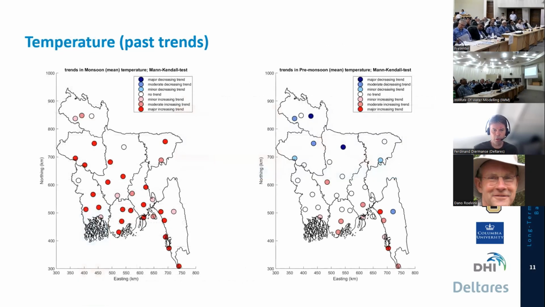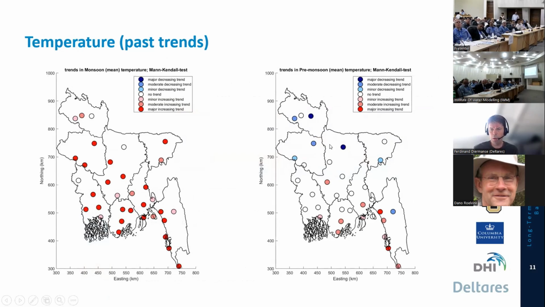Then we looked at temperature, and there we saw a much stronger trend, especially in the monsoon season. So on the left, you see a lot of dark red colors. So those are all locations for which a very significant trend is observed over the last decades.